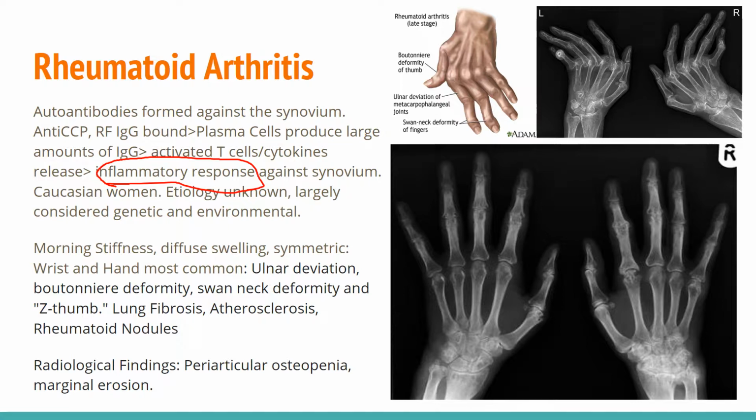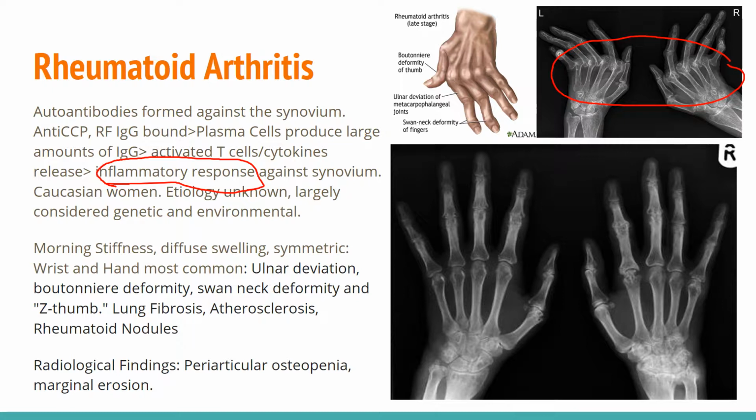It's usually found in Caucasian women. The etiology is unknown; however, it's largely considered a combination of genetic and environmental factors. Smoking does increase the risk of rheumatoid arthritis, as does having a family history, which may increase the risk by 3 to 5 times. Common signs and symptoms include morning stiffness, diffuse swelling, and symmetric arthritis.